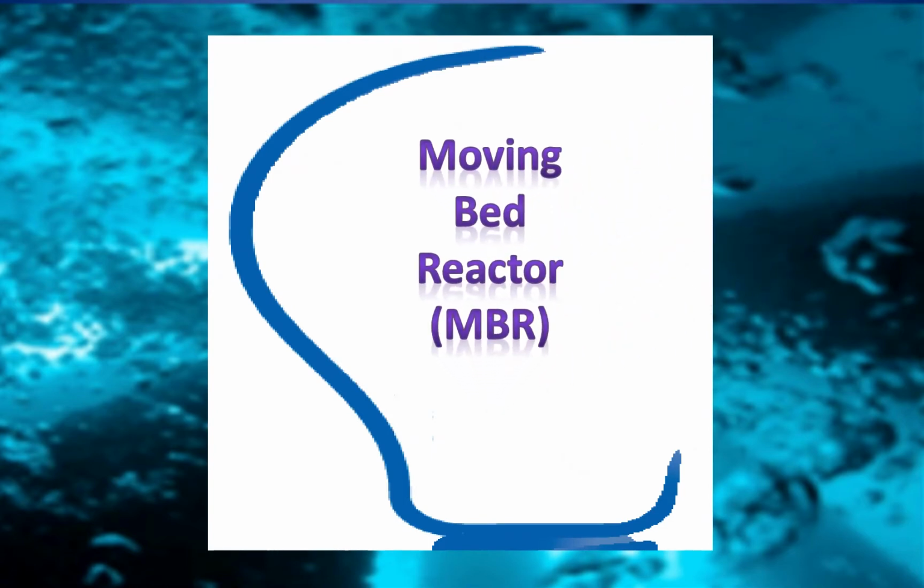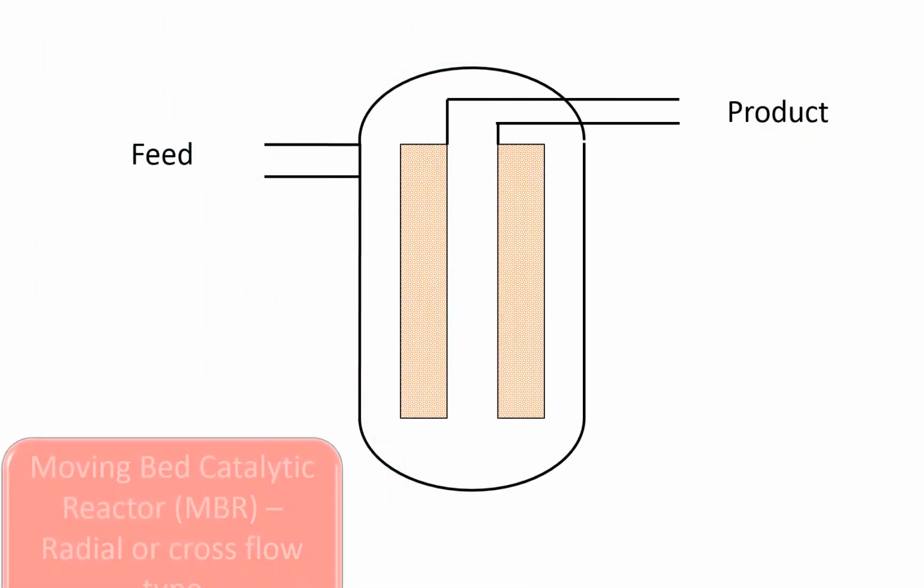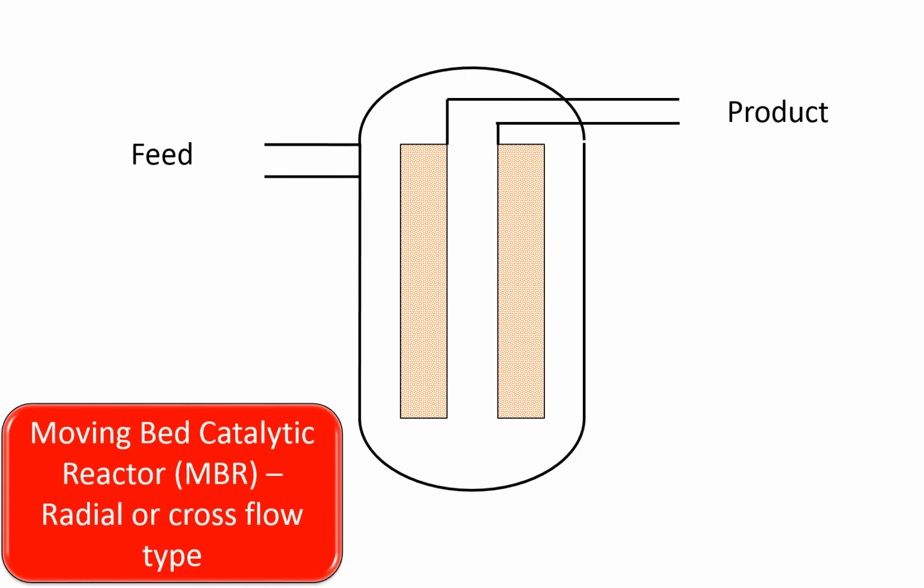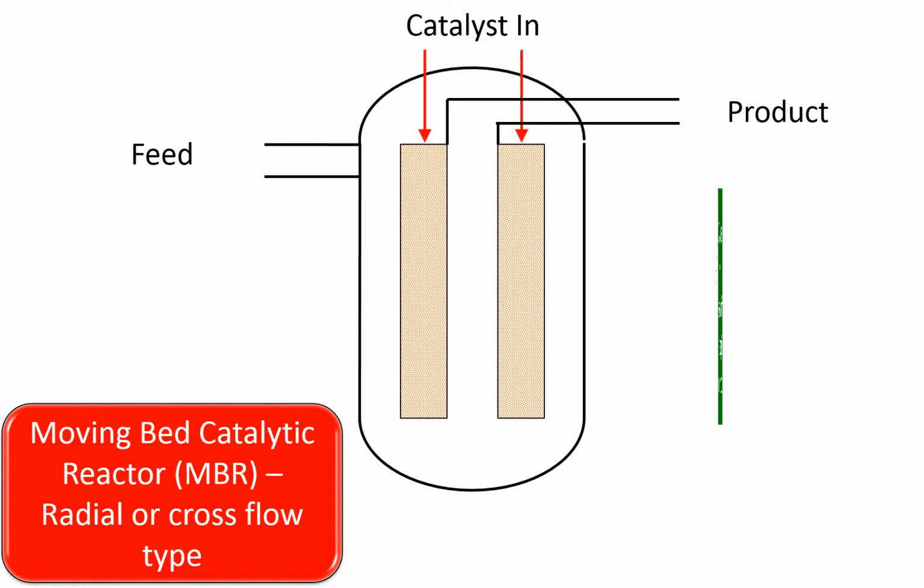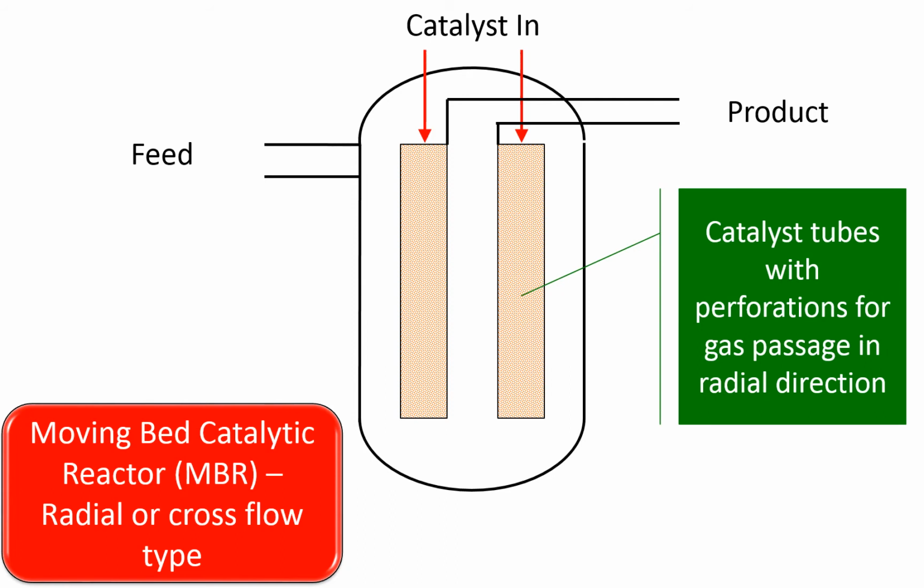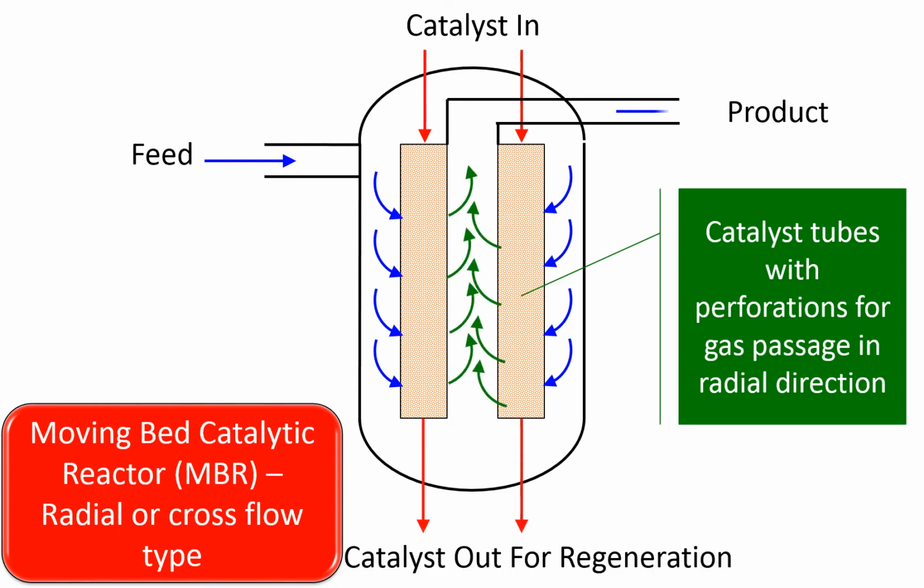Another widely used reactor technology is the moving bed reactor (MBR). Shown in this figure is a moving bed catalytic reactor. Note that the rows of perforated tubes are installed vertically in the reactor. The catalyst particles enter at the top end of the tube and move down, while the gas enters radially through the perforations in the tube. After reacting with the catalyst, the gaseous products of reaction move out of the tube and leave the reactor at the top.